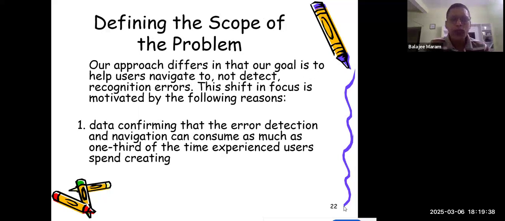Next, defining the scope of the problem. Our approach differs in that our goal is to help users navigate, not to detect and recognize errors. This shift in focus is motivated by the following reasons. First, data confirming that error detection and navigation can consume as much as one third of the time experienced users spend creating. Definitely, scope of the problem means when we refer to so many problems.